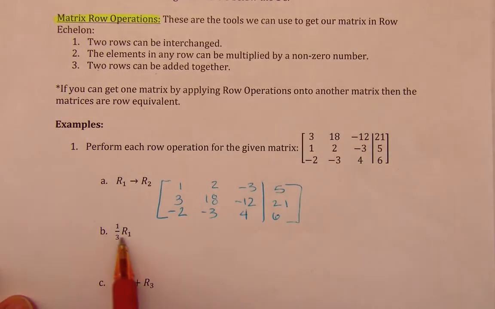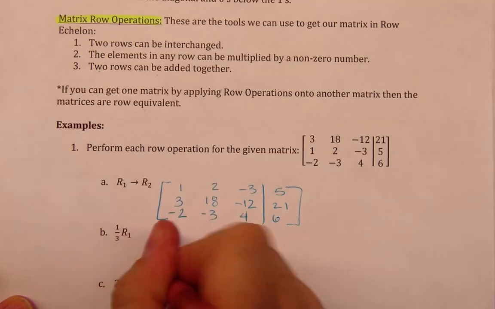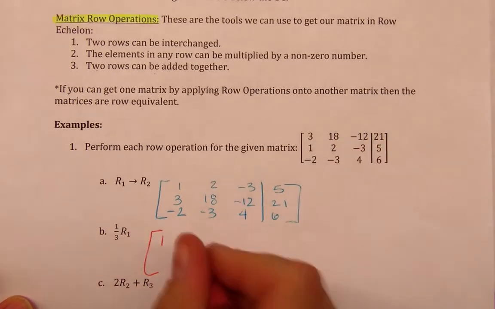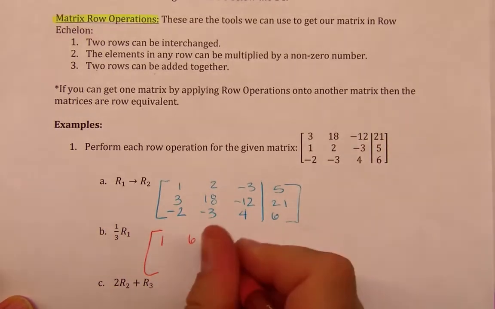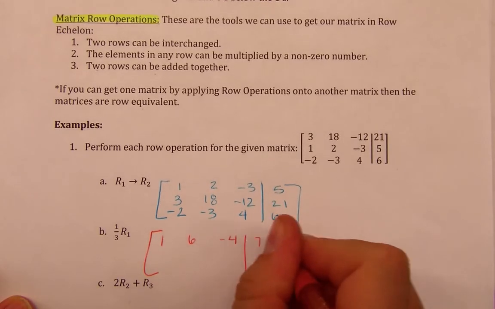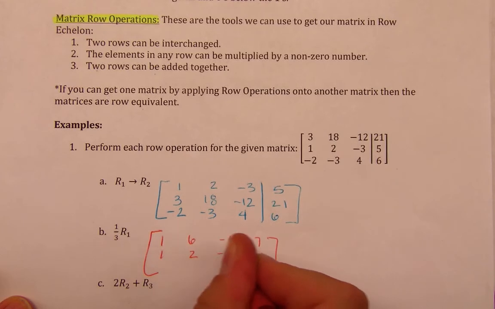Now this one is saying we're multiplying row 1 by 1/3. So we're not addressing this at all. We're still staying with the original matrix. But we're multiplying row 1 by 1/3. So 3 times 1/3 is 1. 18 times 1/3 is 6. Negative 12 is going to become negative 4. And 7. And then the other rows did not change at all, so we just copy them over.